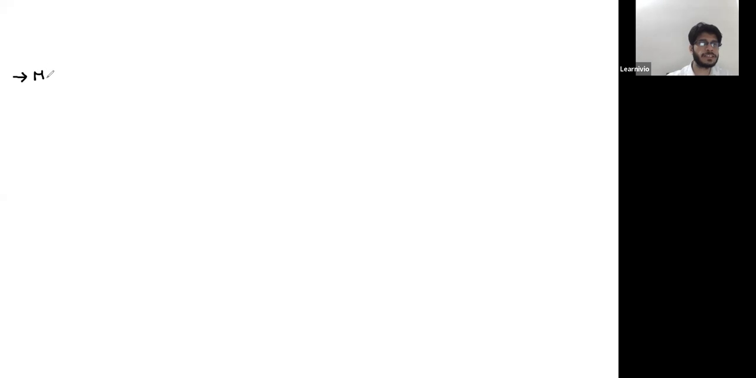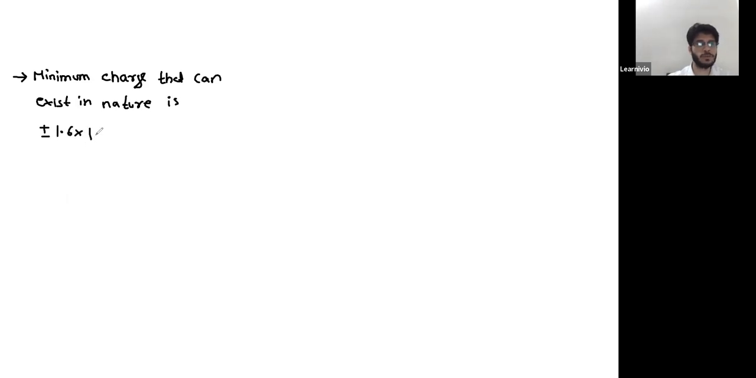So the next property is the minimum charge that can exist in nature. Minimum charge that can exist in nature is plus minus 1.6 into 10 raised to the power minus 19 coulomb. This is the minimum value of charge that can exist in nature in free form.